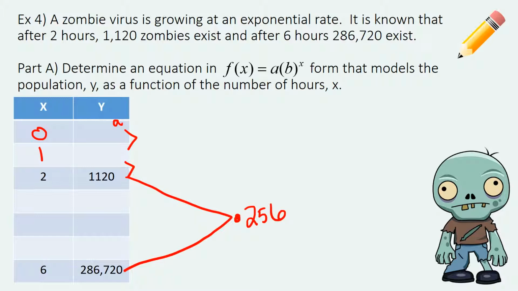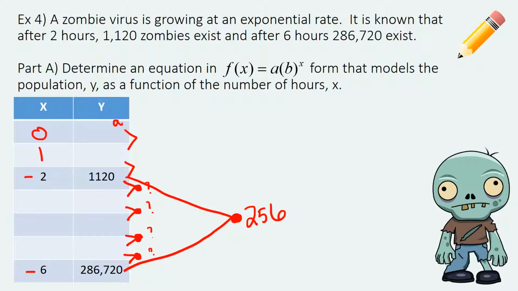And I found that out by just taking 286,720 divided by 1120 is 256. Okay, but that's 1, 2, 3, 4. So that's 4 times that I'm multiplying. So when I go from hour 2 to hour 6, I'm multiplying by 256, but that has 4 steps in between it. So we have to figure out what we're multiplying by on each one of these before we figure out our growth rate.